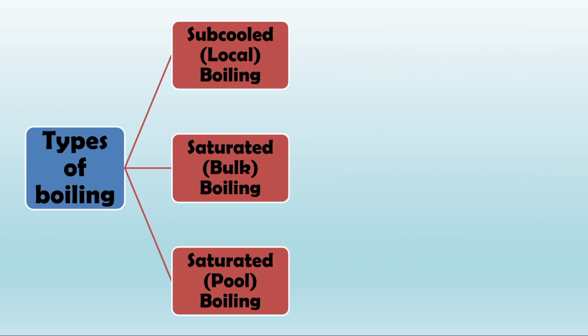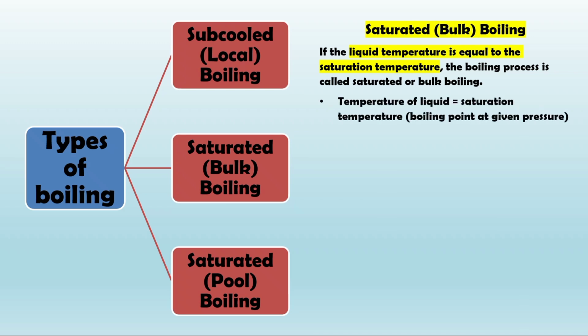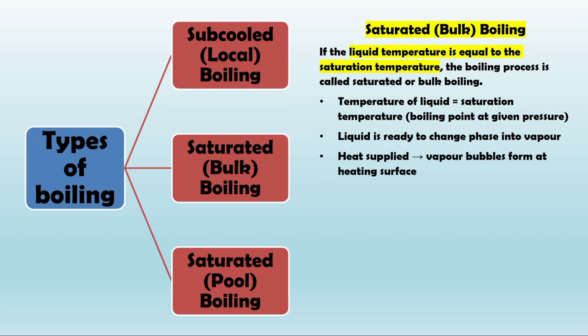Now let's understand what is saturated or bulk boiling. So, if the liquid temperature is equal to the saturation temperature, the boiling process is called as saturated or bulk boiling. In this case, the bubbles formed at the surface eventually condense in the liquid. So basically, when the temperature of a liquid is the same as its saturation temperature or boiling point at a given pressure, the boiling process is called saturated or bulk boiling. In this condition, the liquid is ready to change phase into vapor, and the heat supplied to the liquid forms vapor bubbles at the heating surface.